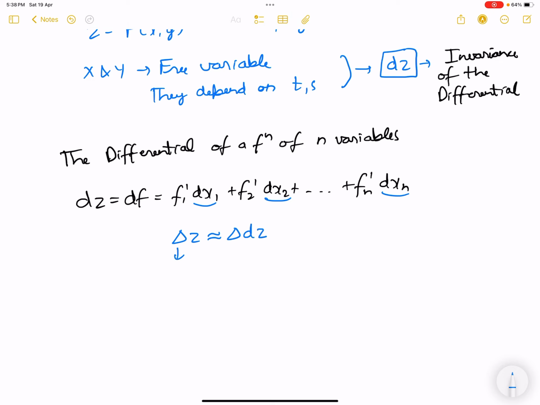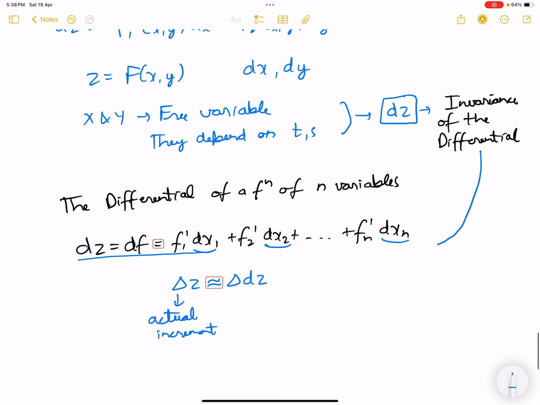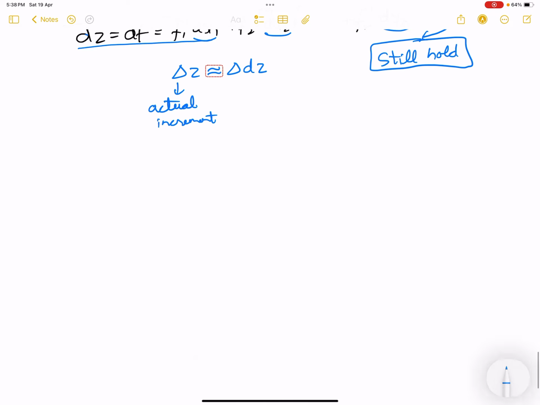जबकि this is the actual increment, तो हम उसको अप्रॉक्सीमेट कर लेते हैं del z से, इसलिए वो थोड़ा सा एरर आता है, ठीक है। अब now the same thing अगर n variables में भी है तो this property of the invariance of the differential would still hold. So whether the variables are free or not, the differential would remain the same. Okay, let's do one last example.